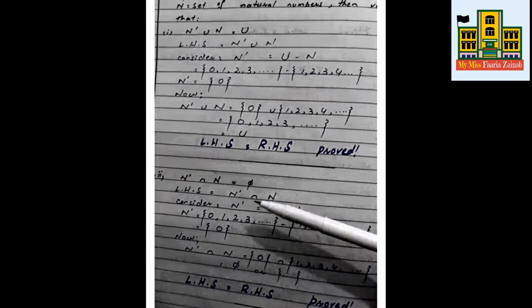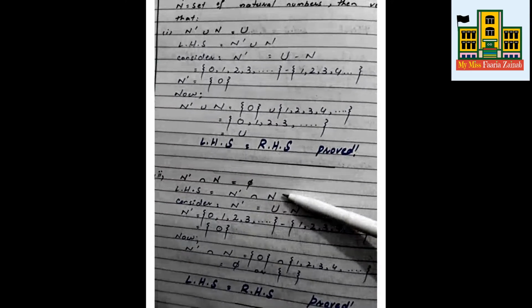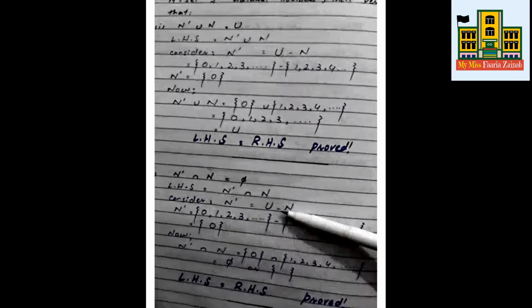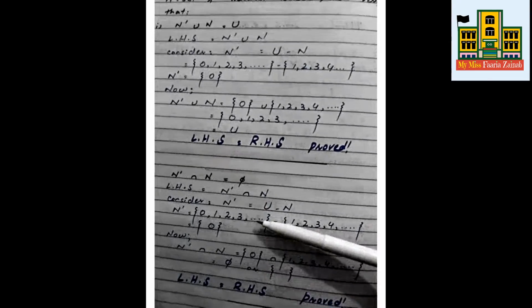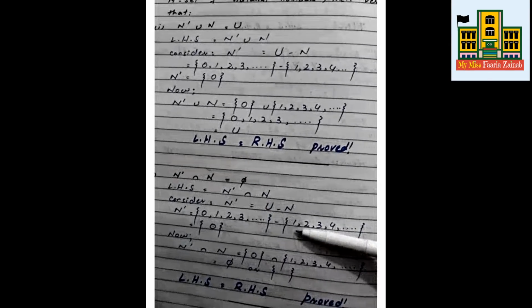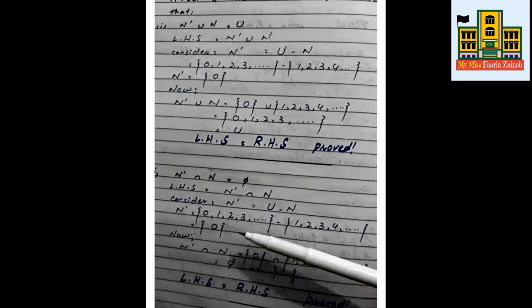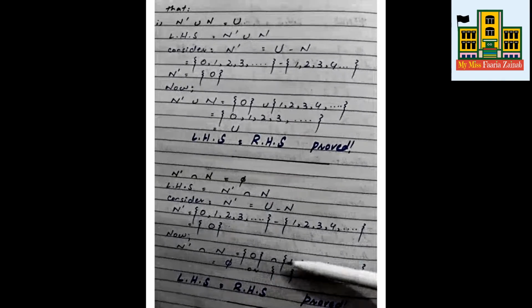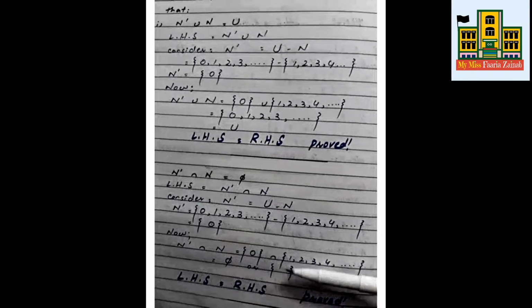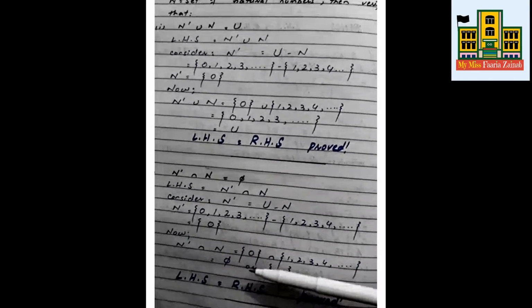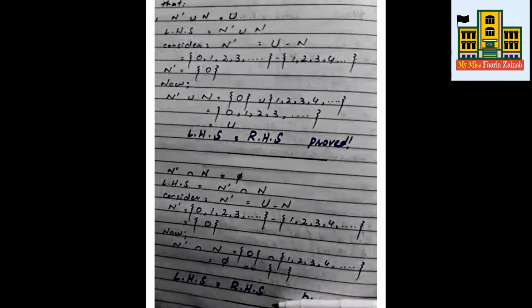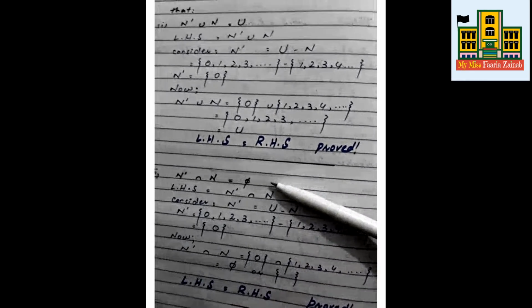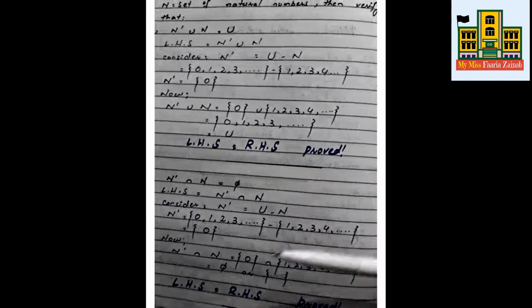We will solve left hand side. Here N complement intersection N, we know how to solve N complement, U minus N. When we subtract N from U, we will only have 0 left. And in intersection we know only the common elements can be written, so there is nothing common, that is why the null set or empty set is the answer, which is our right hand side, hence it's proved.